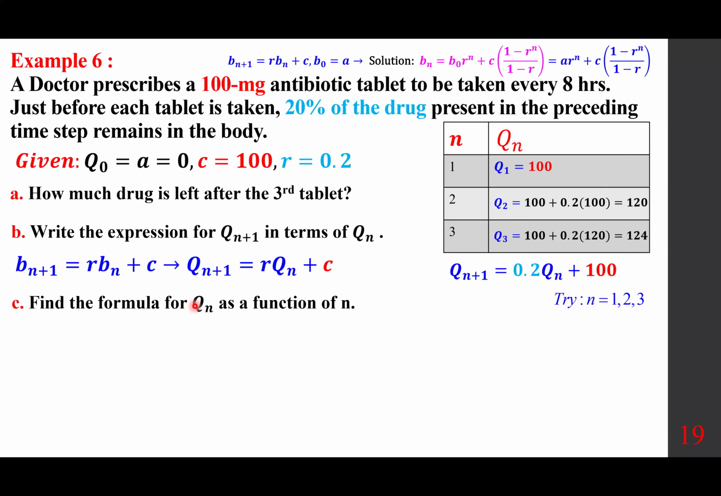We want to find the formula for Q sub n. Here's B sub n. So change the B to Q. So B sub n becomes Q sub n. B sub 0 becomes Q sub 0. That's it. Now, again, that's the beauty of the given. It makes life easier. We're going to change the Q sub 0 to 0. Or here, here, and here, r changes to 0.2, and lowercase c changes to 100.